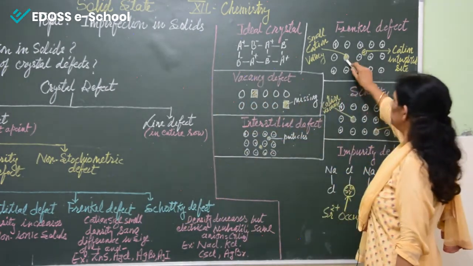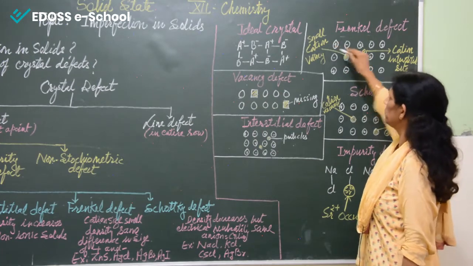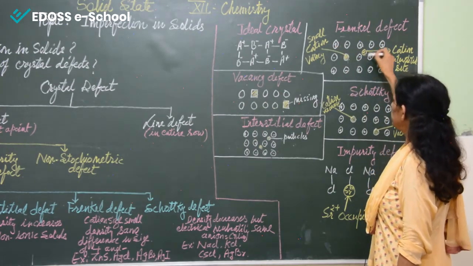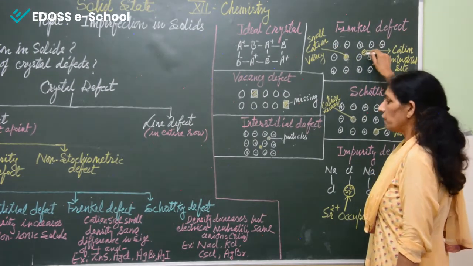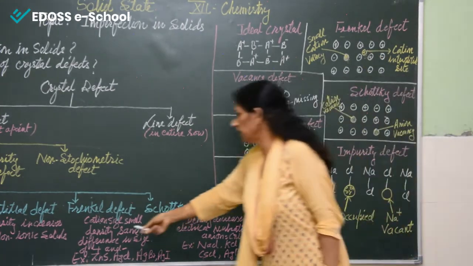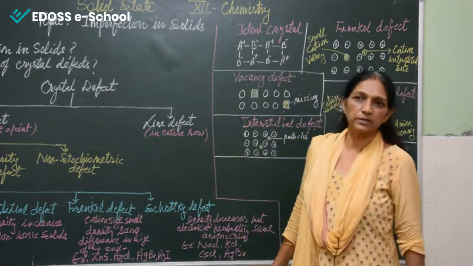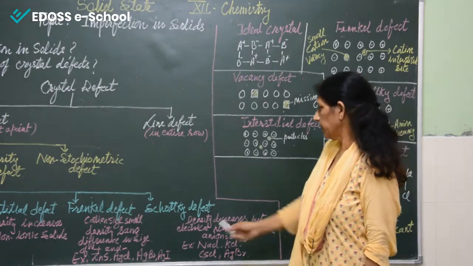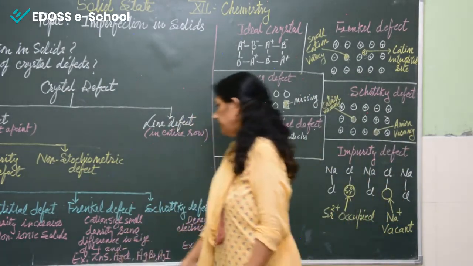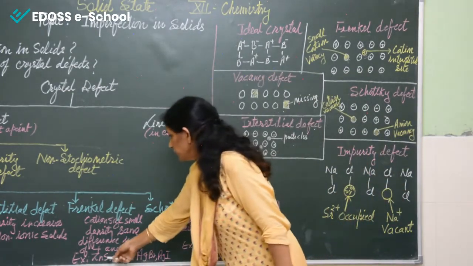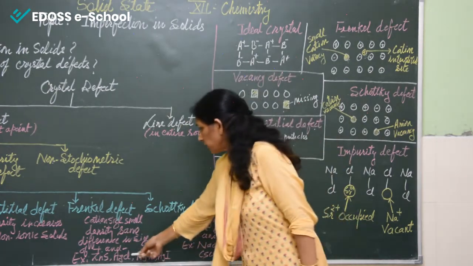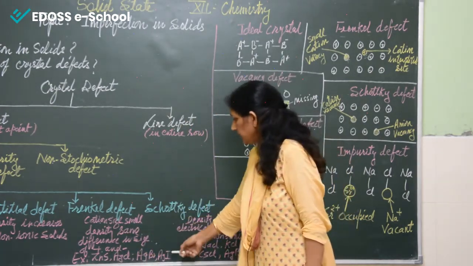Now what is happening? Because cation is missing from the space and occupying the interstitial site, the density will remain same. There will be no difference in the density. Okay, and the examples of these are zinc sulfide, silver chloride, silver bromide and silver iodide.